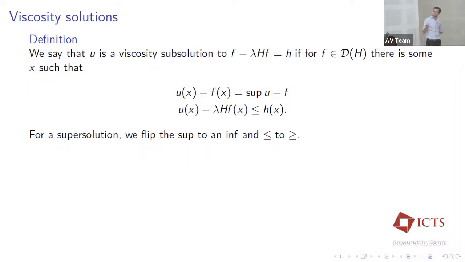I plug in u, and then of course here I would like to say that it's a solution if I say minus lambda h of u is smaller than h, but of course u I cannot put in the operator, so I replace it by f in the point where their difference is maximal. So this I call a subsolution. Now for a supersolution I do the same, but I replace the sup by an inf, and I replace this inequality by an inequality in the flip direction. And then I call something a solution if it is both the sub and the supersolution.